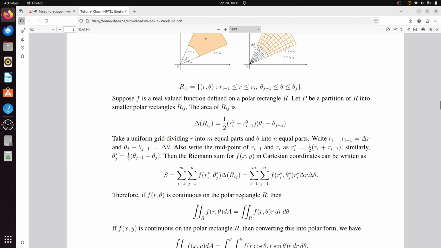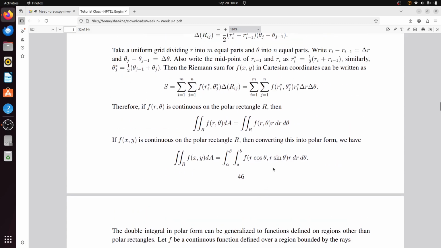Polar coordinates also I will not go into in detail. Just remember one thing: just like we have dx dy in the Cartesian coordinate system, here we will get r d theta dr or r dr d theta, whatever you may call it.